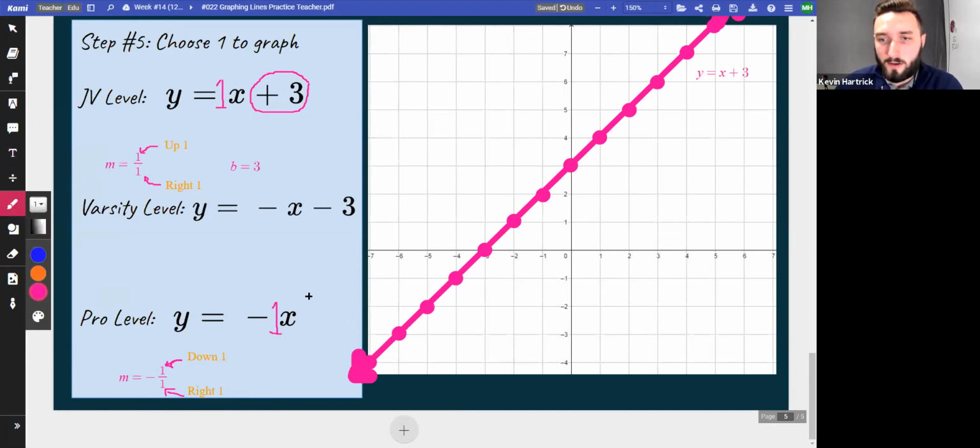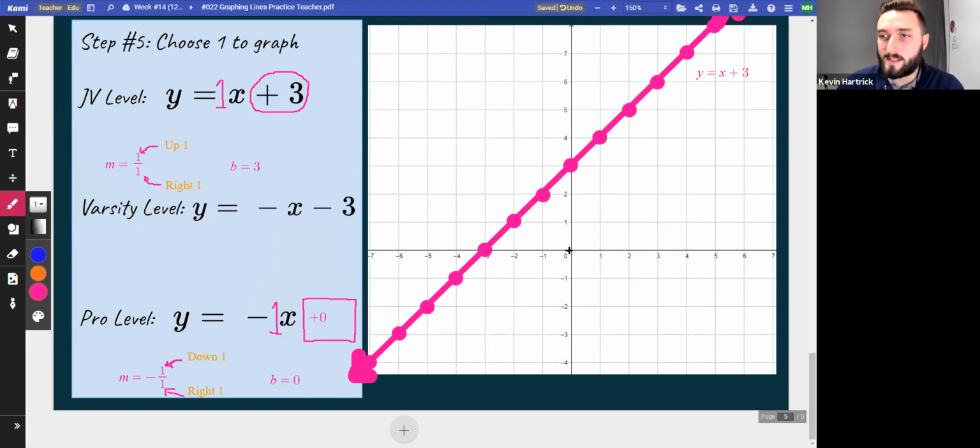But wait, what's going on here? I don't see anything. We have an invisible y-intercept. Well, what's the only thing that you can add to something and have it not change? That thing is adding a 0. So what does that mean about our y-intercept? That means that our y-intercept is 0. Our b equals 0. What does that mean? It means we're starting at the origin.